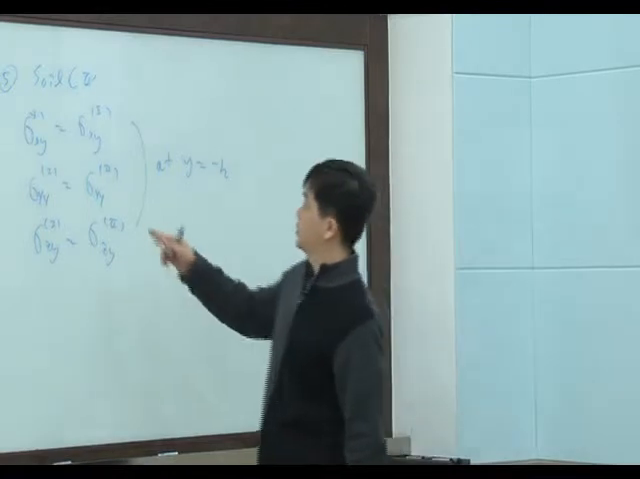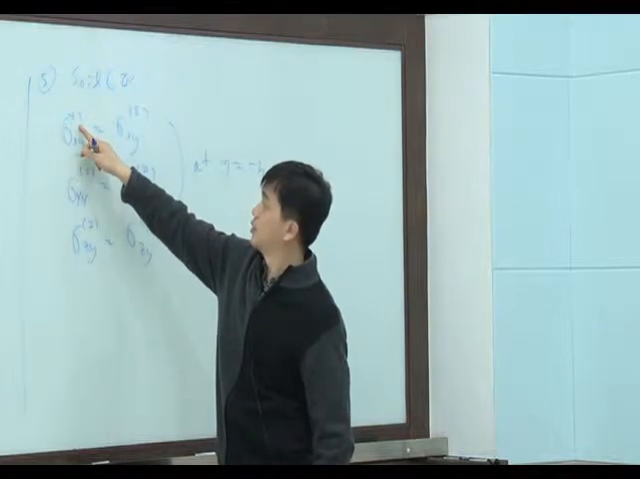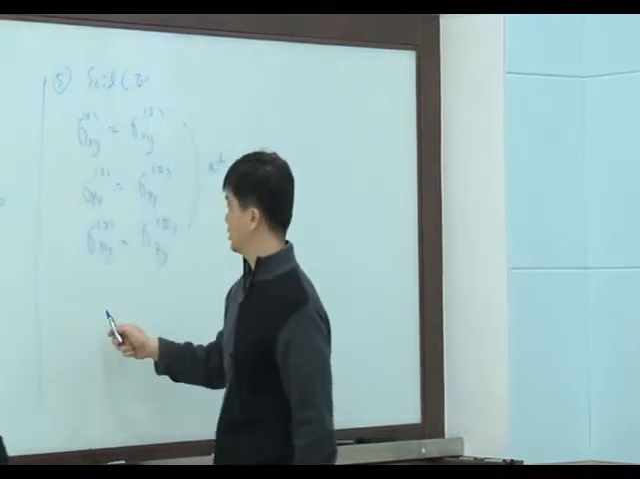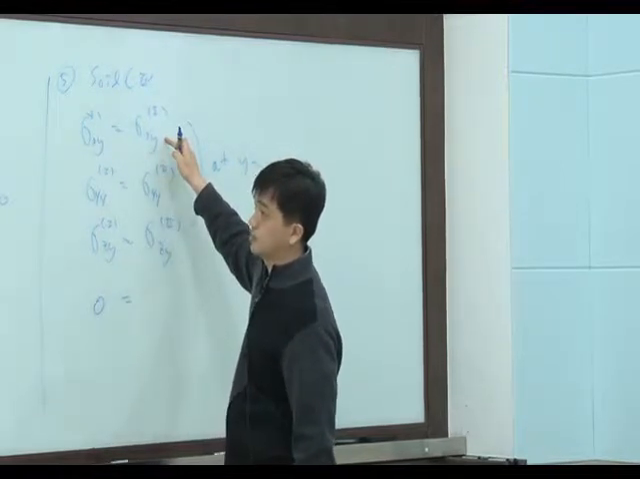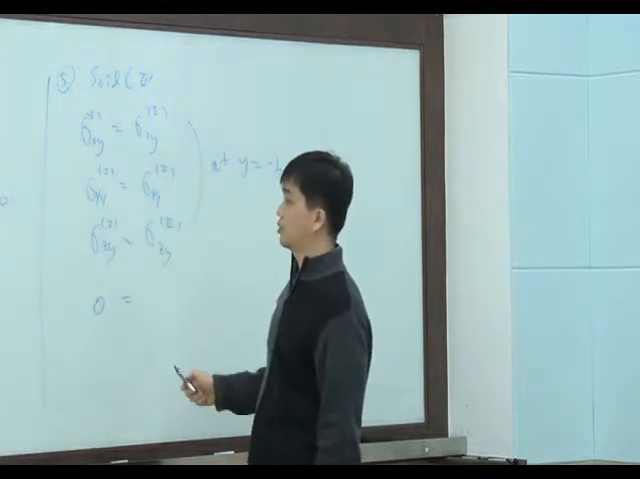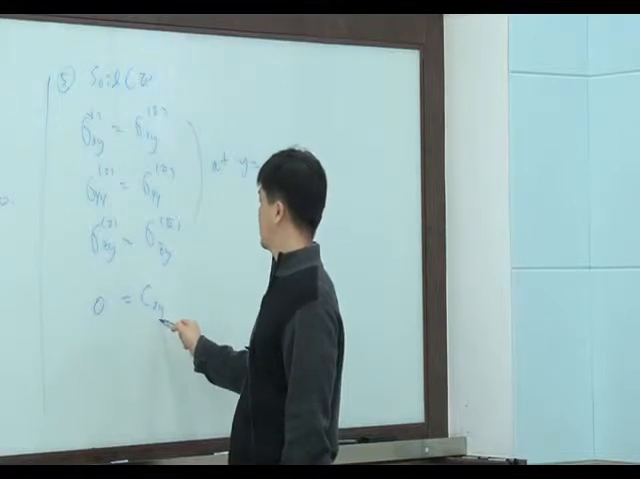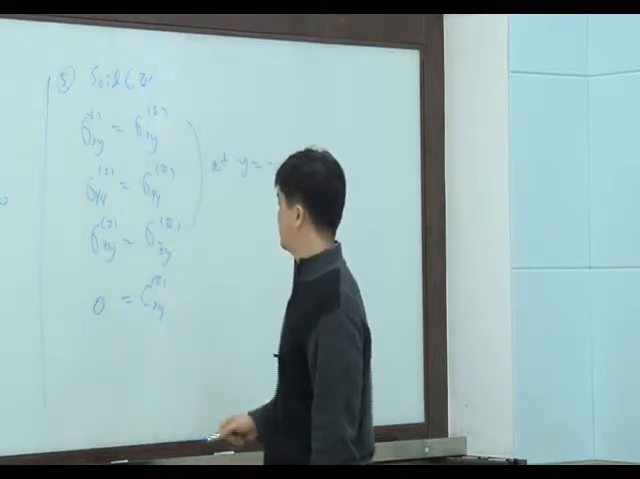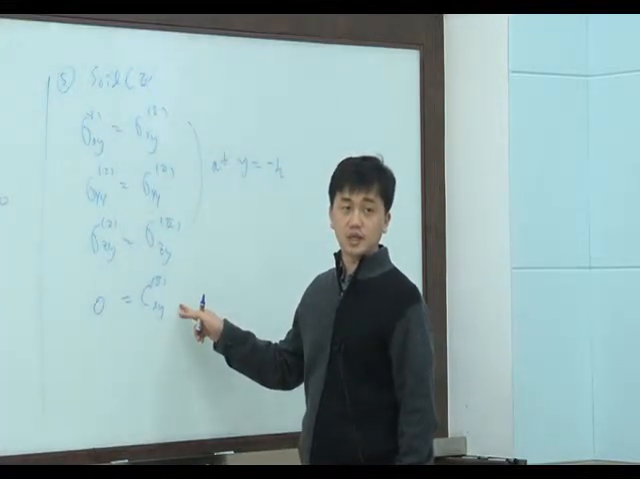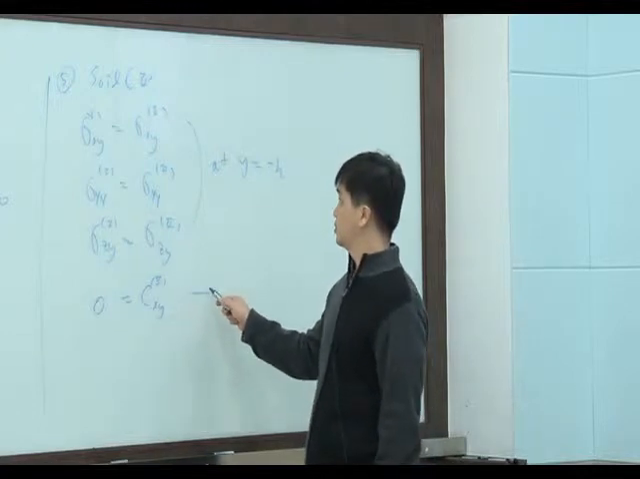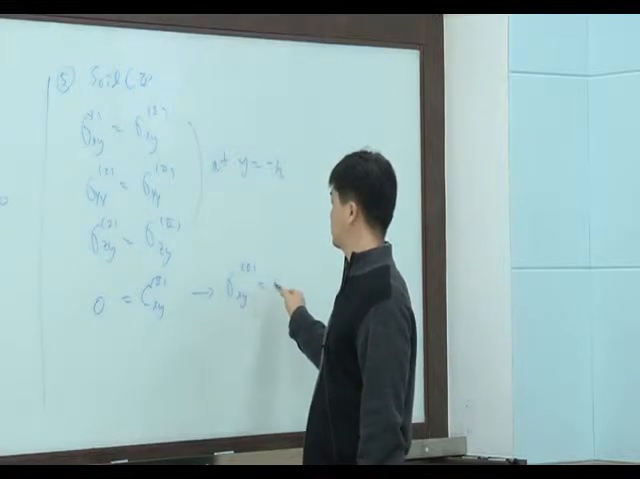So, let's consider the first one here. Stress xy1 is 0, right? It equals xy2, which equals c_xy2. So the constant c_xy for soil layer 2 is 0. So we will have stress xy2 is 0, right?